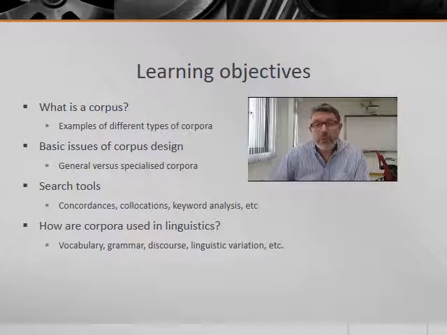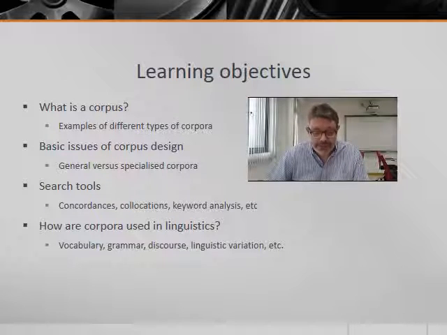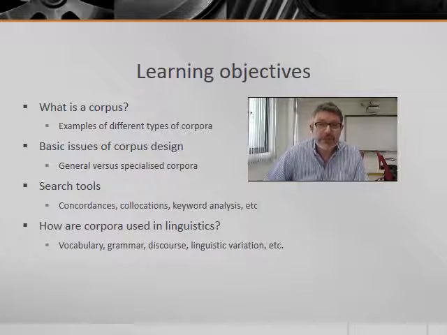So, what are we actually going to do in this course? First of all, we'll look at what a corpus is, with examples of a few rather different online corpora. In this session, we will look mainly at issues in corpus design, and we'll start using different kinds of online corpus. In later sessions, we will look at some of the particular search tools that are used in corpus linguistics, like concordances, collocations, and keyword analysis. And we'll explore how corpora, the plural of corpus, are used to explore issues like vocabulary, grammar, discourse, and language variation in English.